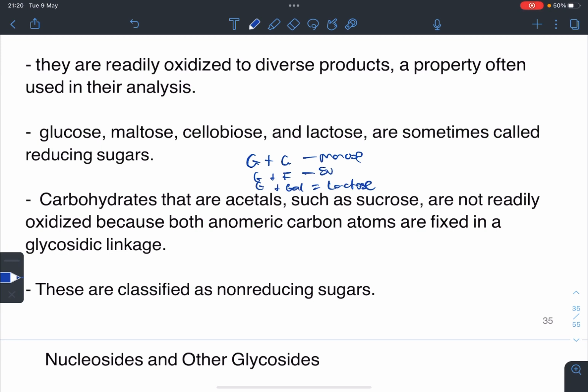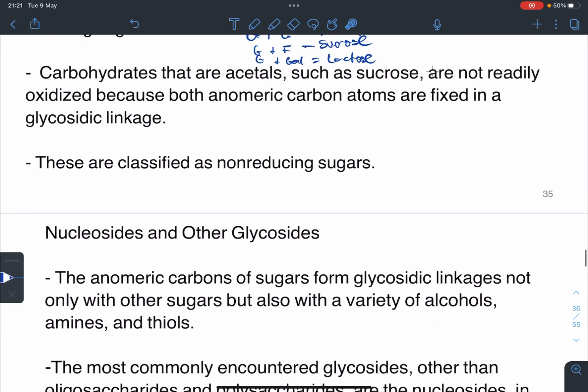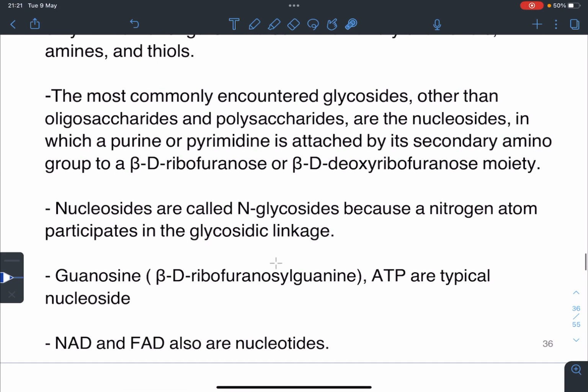Minus sucrose. So what they're talking about is that carbohydrates that are acetals, such as sucrose, are not readily oxidized, because both anomeric carbon atoms are fixed in glycosidic linkages. Just know that sucrose is not easily oxidized. That's all you need to know.